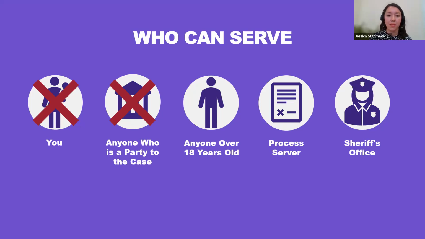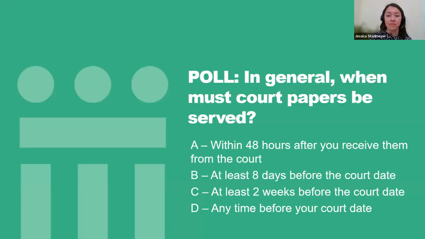And now it's time for our last poll. So in general, when must court papers be served? A, within 48 hours after you receive them from the court. B, at least 8 days before the court date. C, at least 2 weeks before the court date. Or D, any time before your court date. Just give it about 10 more seconds.